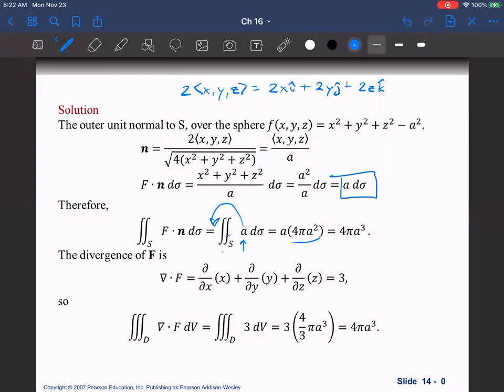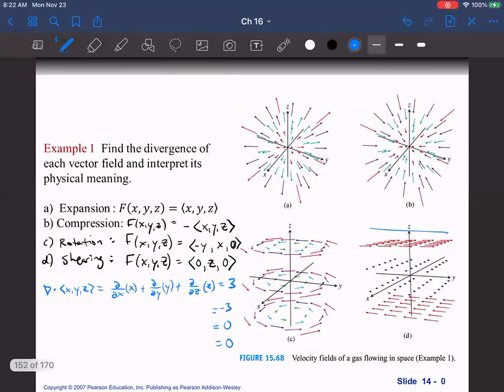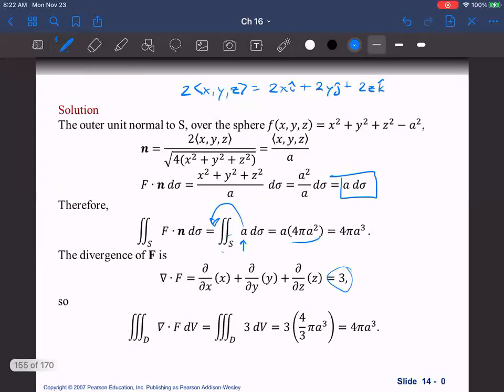Okay. And then the divergence version, you go in through and do the actual divergence of the field. As you do that, it's just going to turn out to be 3. It's the same exact one we did right here. It's the same f where we got 3. And so it turns out to be 3, and you just do the triple integral of 3. Now, since we're doing a triple integral, we're not doing the surface area of the sphere, we're doing the whole volume of the sphere. So it's 3 times the volume.